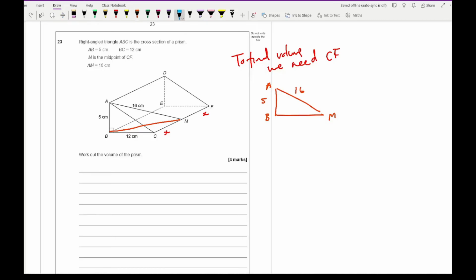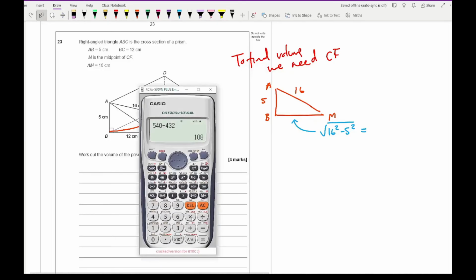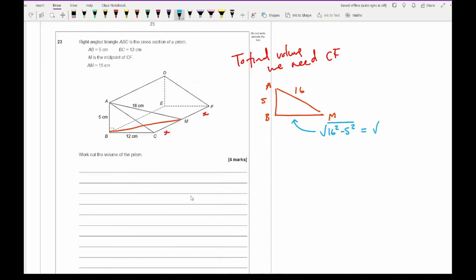So then using Pythagoras, this length here is going to be the square root of 16 squared minus 5 squared. If I just quickly run that into my calculator, square root of 16 squared minus 5 squared equals the square root of 231. Now I'm going to leave that as the square root of 231 because obviously it's not the nicest of numbers. So this length here is root 231.